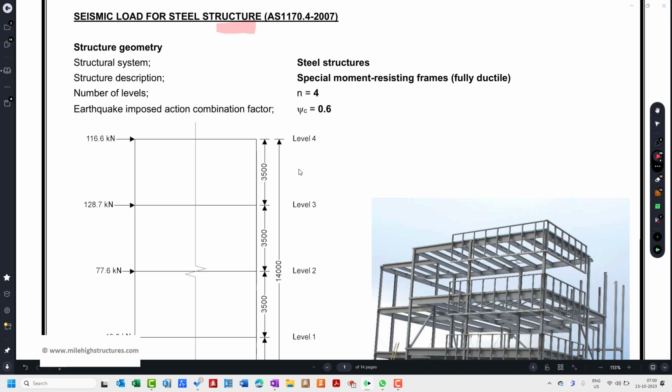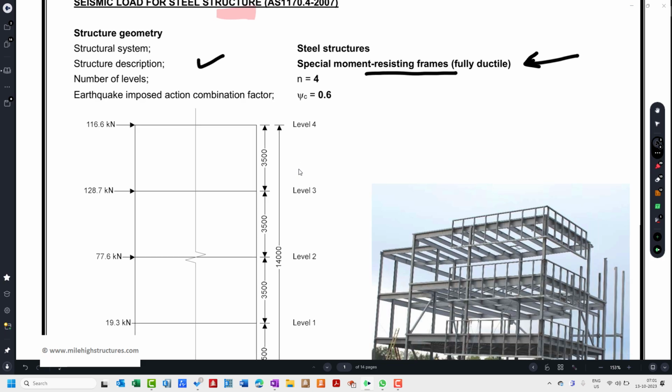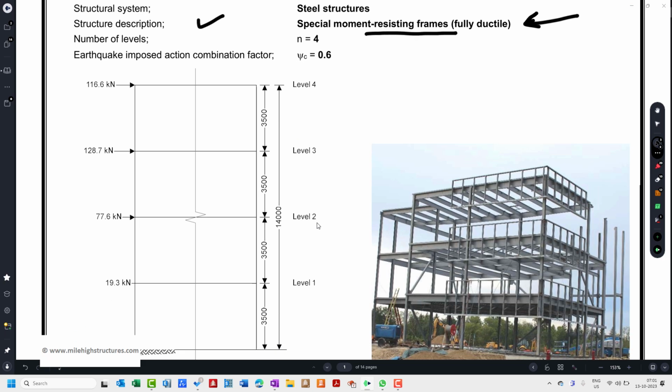First of all, let us assume that the structural system that we have is a steel structure. The structural description is a special moment resisting frame, and we are assuming that it is fully ductile. As per that, we can select the structural performance factor and the structural ductility factor. The number of levels we are assuming is 4.